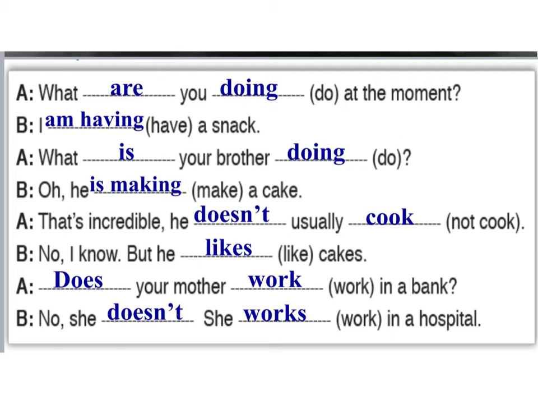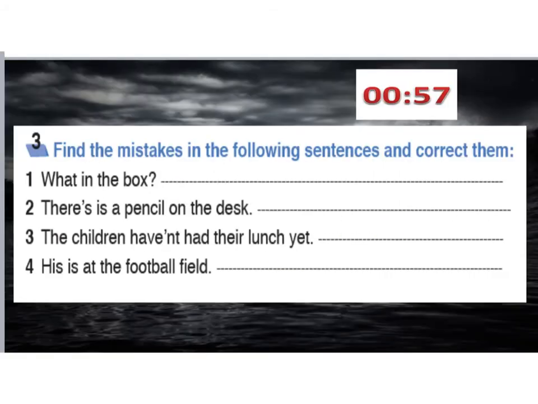Okay. So A, what are you doing at the moment? I'm having a snack. Remember here, with having, there is no E. What is your brother doing? He is making a cake. The same for making here. When I add ing to the verb make, there is no E. That's incredible. He doesn't usually cook. No, I know, but he likes cakes. Does your mother work in a bank? No, she doesn't. She works in a hospital.